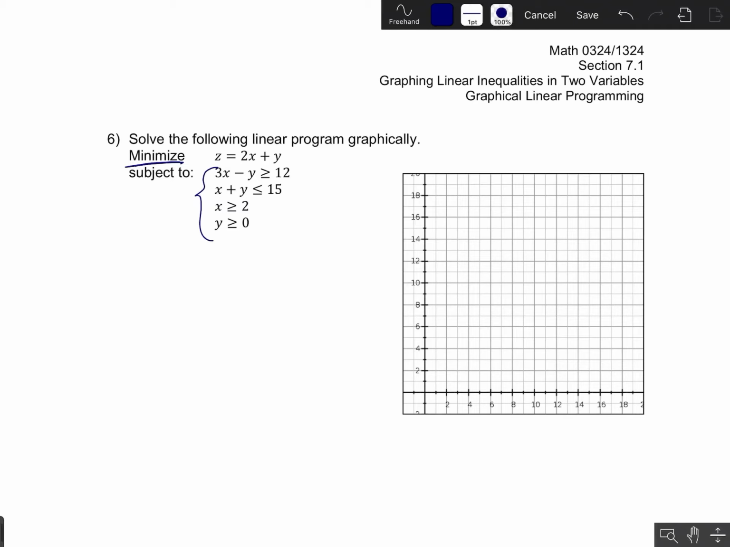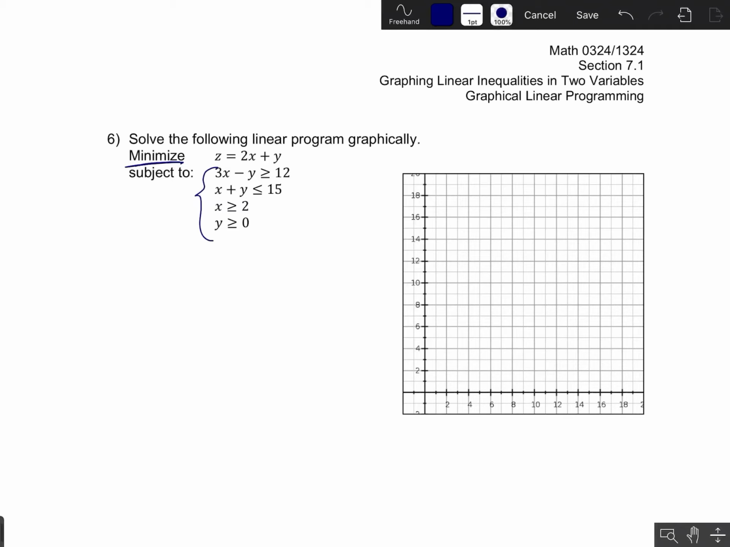Think of that as a system of linear inequalities. We're going to graph that system of linear inequalities, and then that will determine the feasible region. We'll find all of the corners of the feasible region, and we're guaranteed to be able to minimize z on one of those corners. So now we'll look at graphing this region.